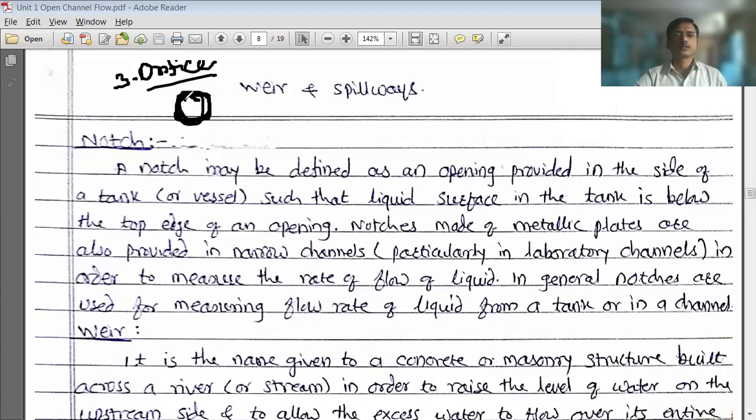It is having closed perimeter or periphery. Okay. And it is the small opening provided in the side of the tank.